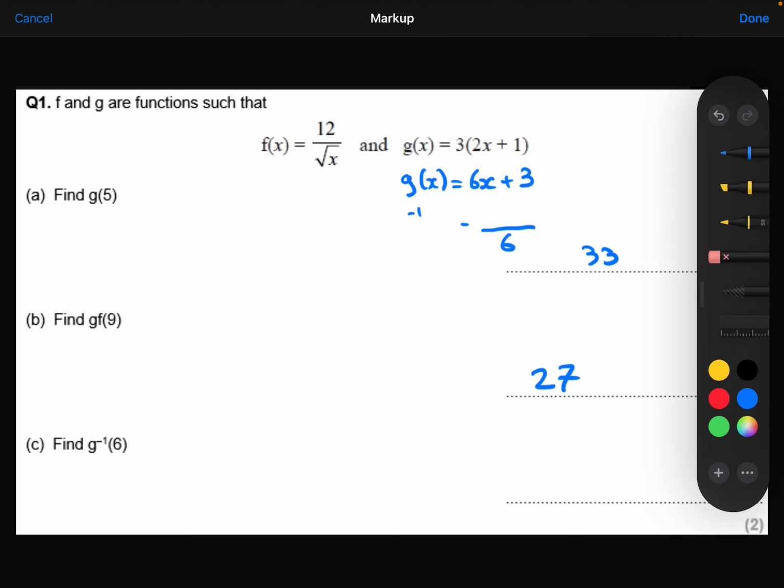The alternative way of finding the inverse function is slightly longer, but it will always work, this process. I'm going to write y equals 6x plus 3, just to make my life a bit easier so I don't have to write g of x. And then remember what the inverse function does. It swaps the x and the y around. And then I'm going to make y the subject. So subtract 3 from both sides and divide both sides by 6.